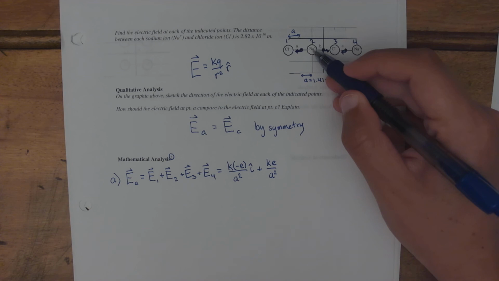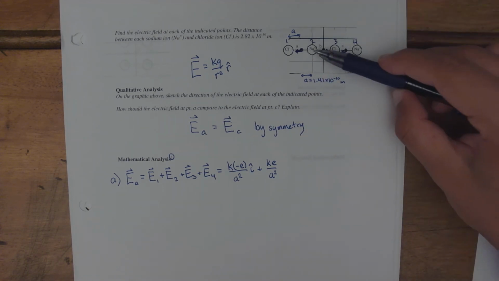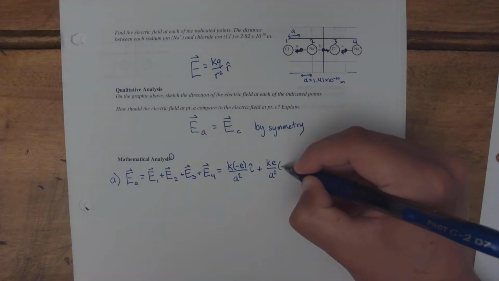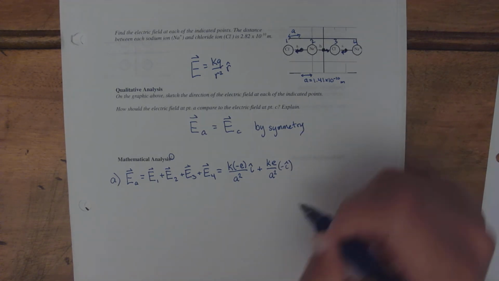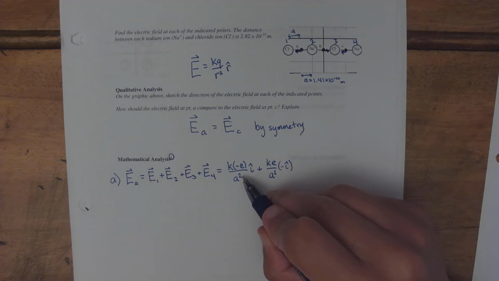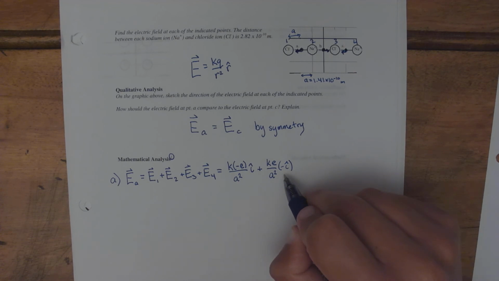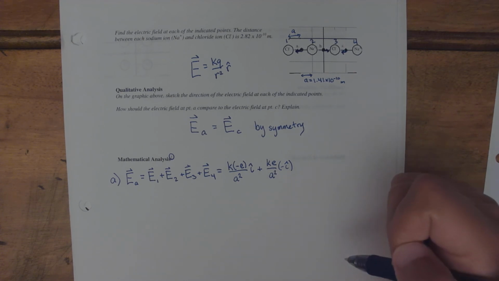And the vector r hat goes from the charge to the point of interest. From the charge to the point of interest here is going to the left. That is in the negative I hat direction. So this electric field is pointing to the left because r hat is negative even though the charge is positive.